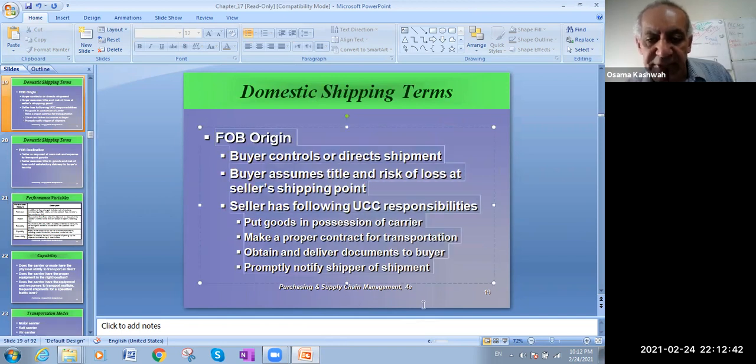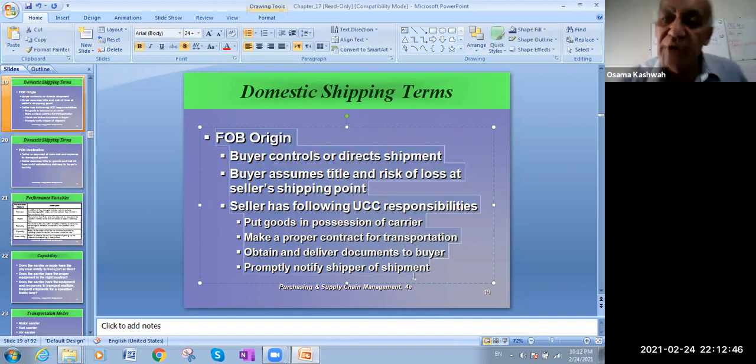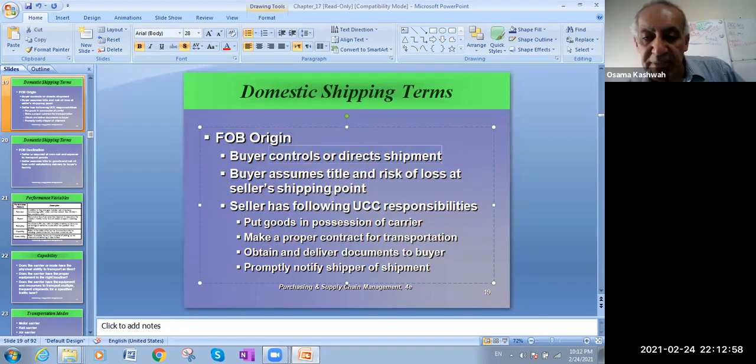Very important idioms, because it includes everything you have to know about shipment and freight. Okay, let's start with the FOB. The FOB here means free on board, where the buyer controls the direct shipment. So it's free on board.